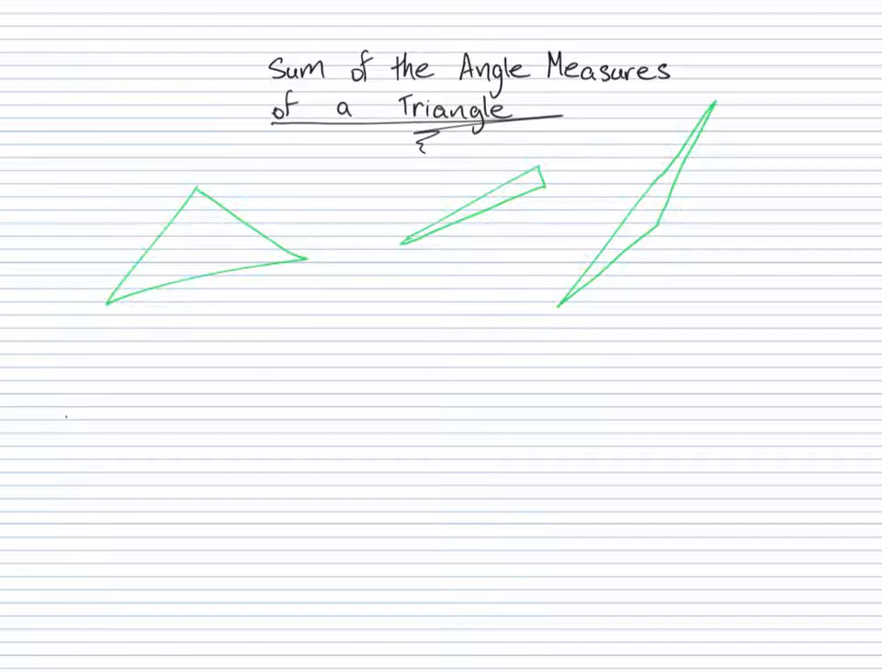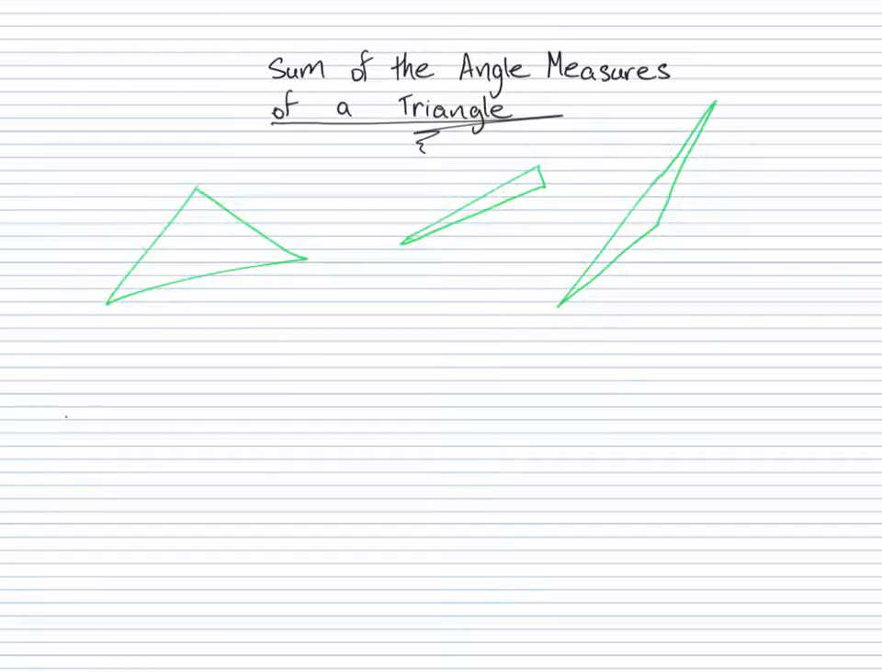we have a line segment here, a line segment here, they form an angle. So the space between that line segment and that line segment is an angle, or the space between them is the angle measure. So the measurement between those two line segments is called an angle measure.